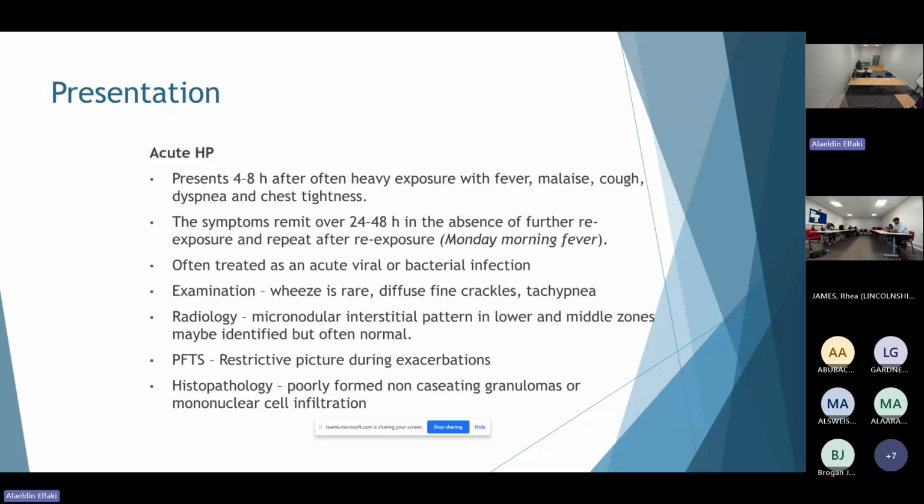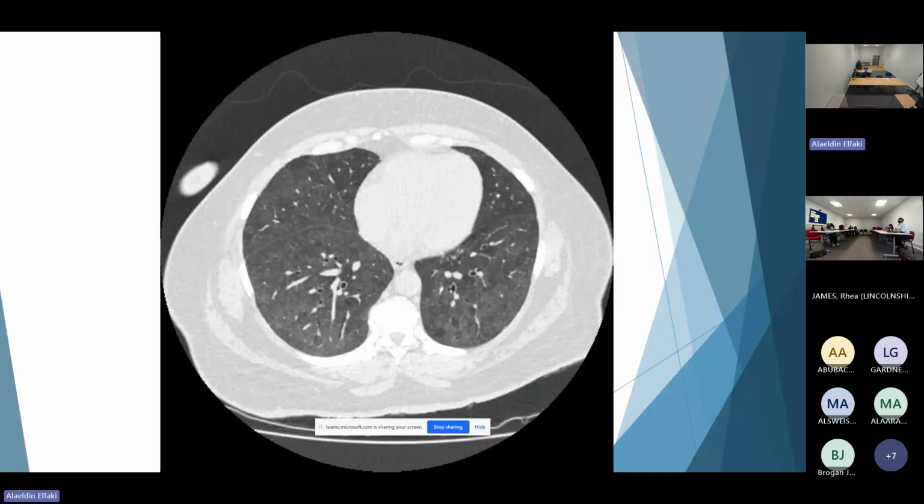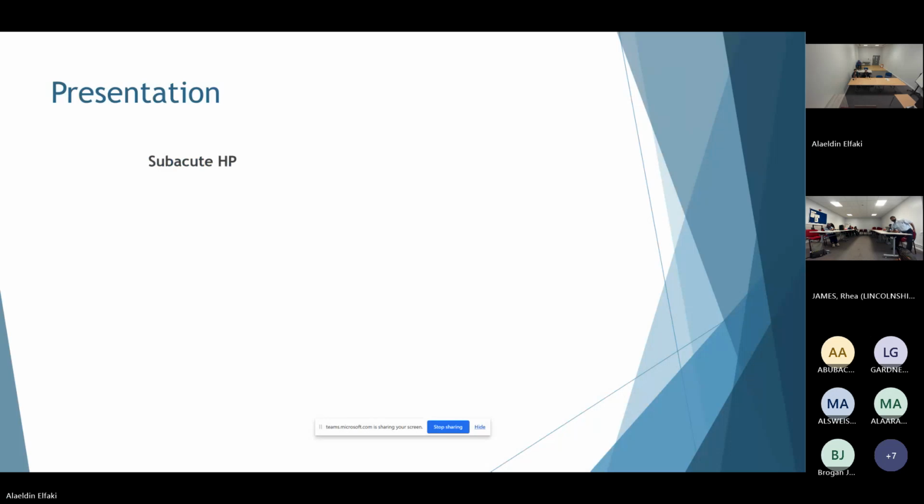Like any other interstitial lung disease, you might see a restrictive pattern during the exacerbation. Histopathologically, you will see non-caseating granuloma on lung biopsy. So micronodularity on a CT scan might be seen in the acute and subacute forms of hypersensitivity pneumonitis.